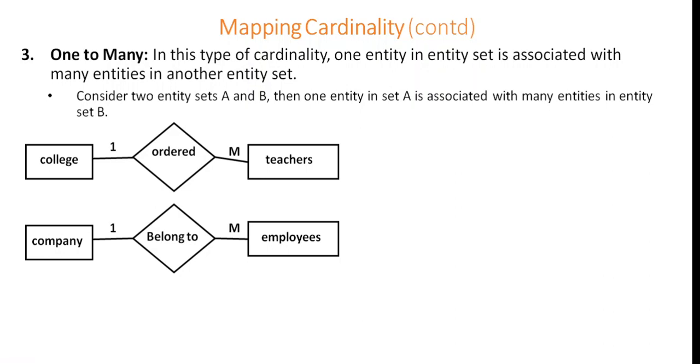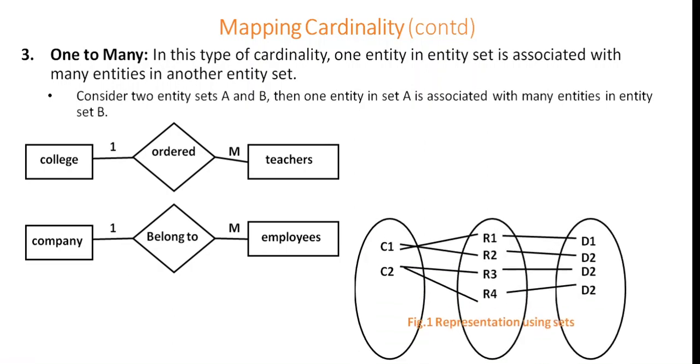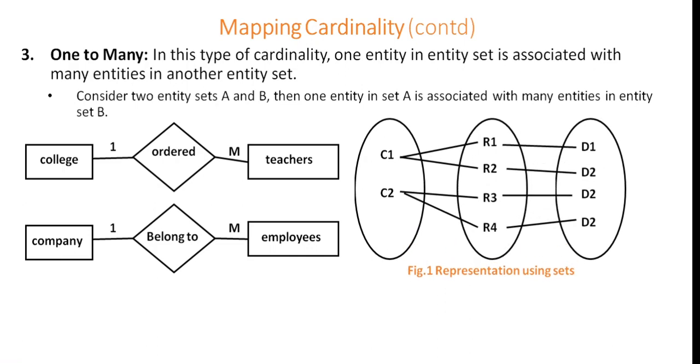Since employees are many, that's why on the connecting lines of relationship M is written. Company is one, that is a single entity, that's why on the connecting lines of relationship one is written. Okay, and in the figure you can see how one to many mapping cardinality can be shown by using these sets.